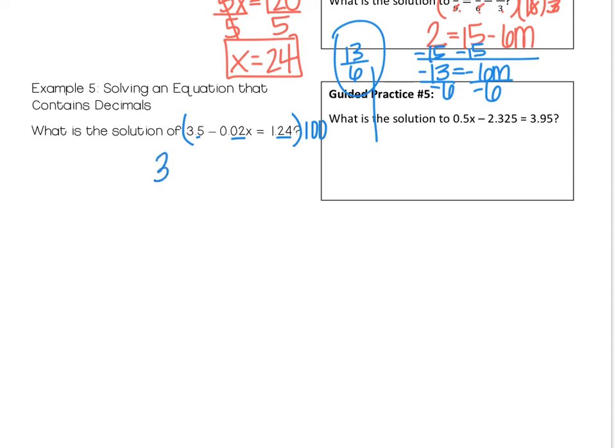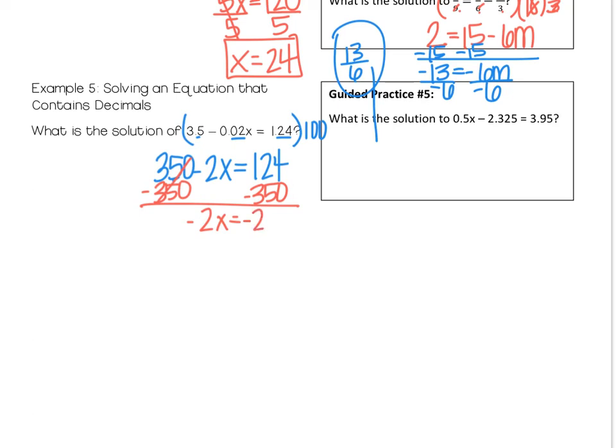So instead of 3.5, that's going to be 350. Instead of 0.02x, that's going to be 2x. And instead of 1.24, that's going to be 124. Then you solve the equation just like you have so far. We're going to subtract 350. And you get negative 2x equals negative 226. Divide both sides by negative 2, and you get x equals positive 113.